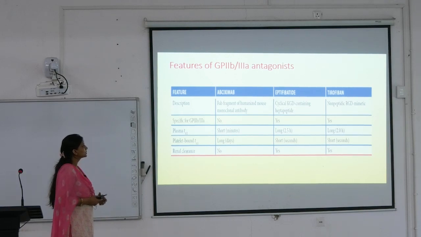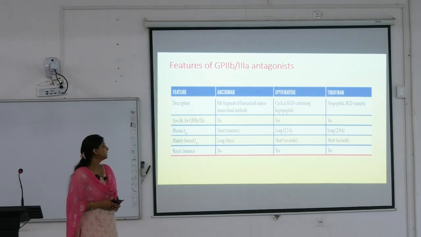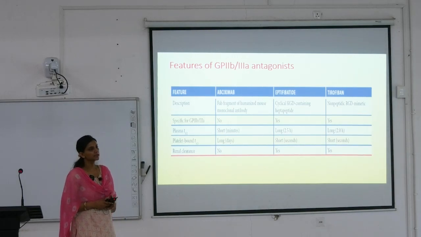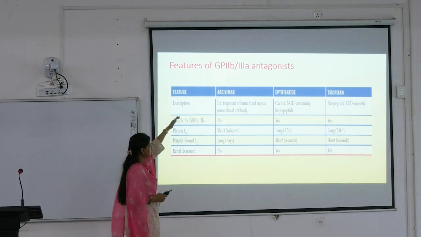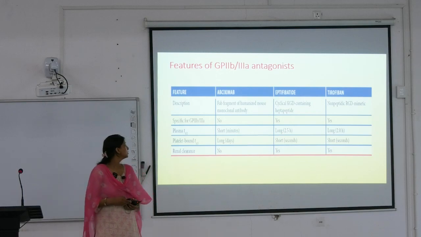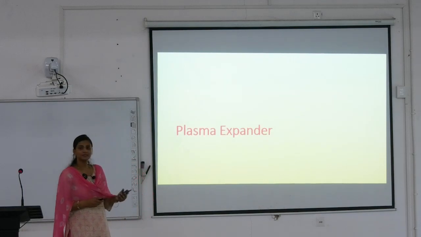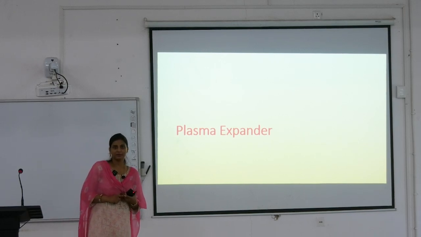What are the other drugs in this group? Abciximab, eptifibatide and tirofiban. These are the drugs. But abciximab is used commonly. So this is all for today. Plasma expander is already done. So we have studied fibrinolytics.